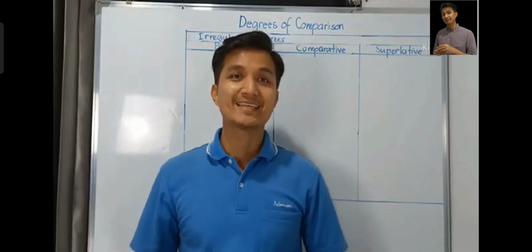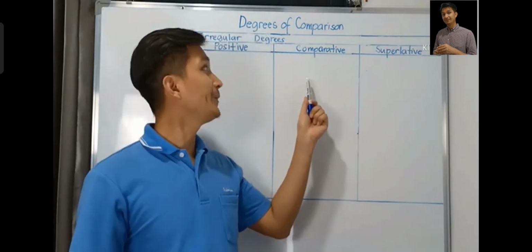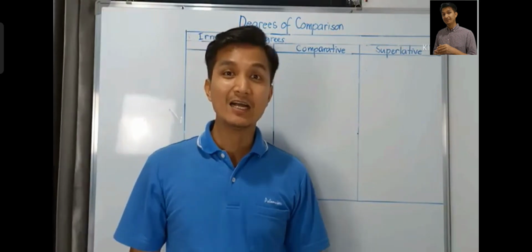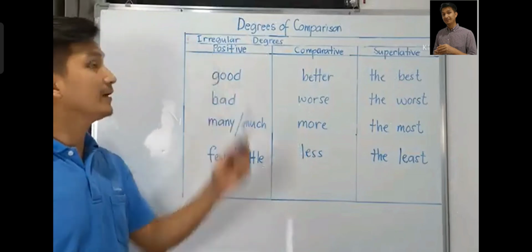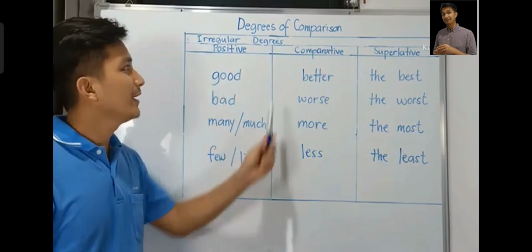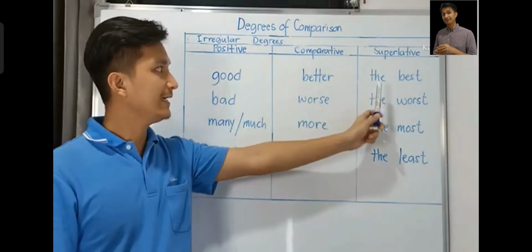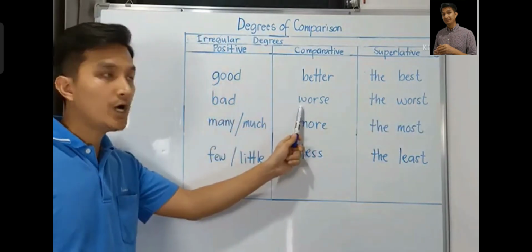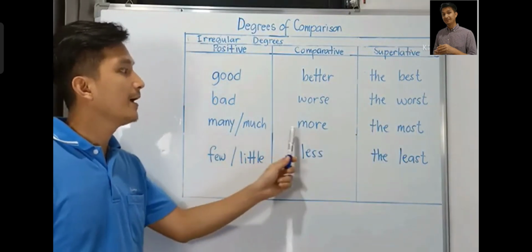Rule number 6. There are some adjectives that do not form the comparative and superlative from their positives. They are what we call irregular degrees. These are examples of irregular degrees. We have the adjective good. The comparative form is better. The superlative is the best. Bad, worse, the worst.